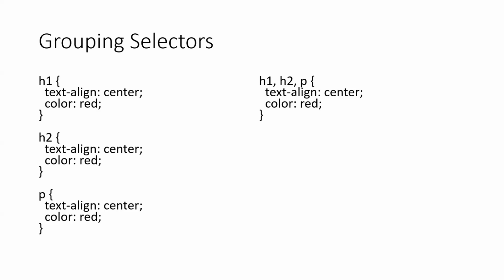For example, in this particular case, we define a class center, which will center the text with color red. But when we say P dot center, that means you apply it particularly to the paragraph together with center. That's why I said this is normally called chaining, and that's particularly if you want to focus on a particular element together with the class.